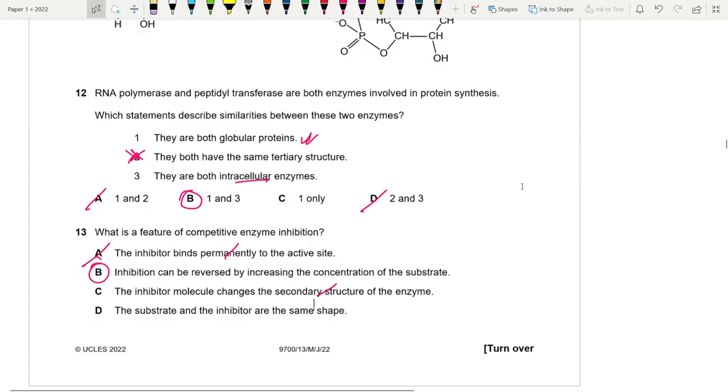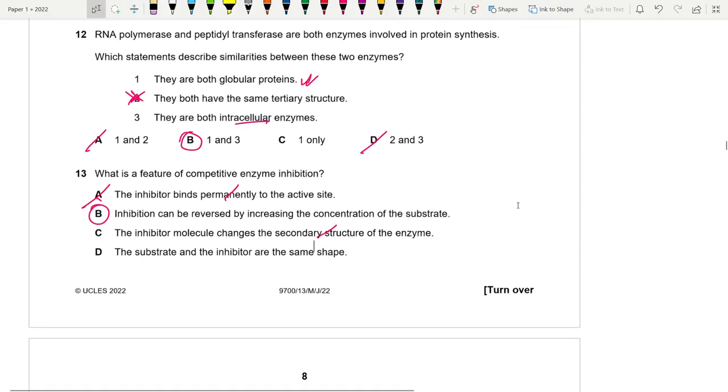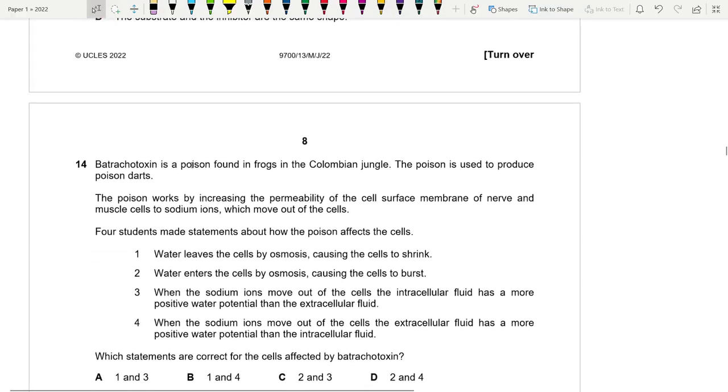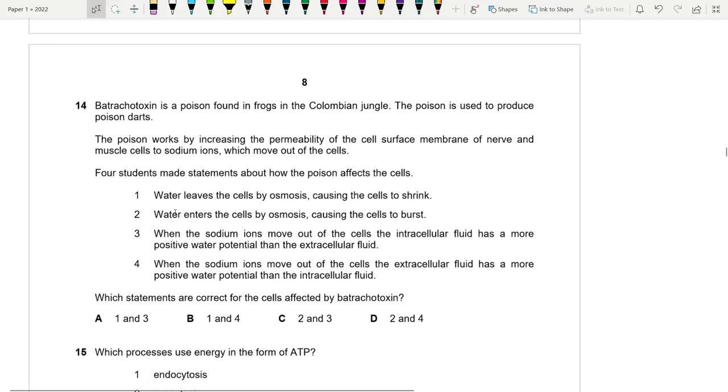Actually, not the same. Similar. But that's not mainly the feature of the inhibition. The feature is mainly that it's reversible by increasing the concentration of the substrate.